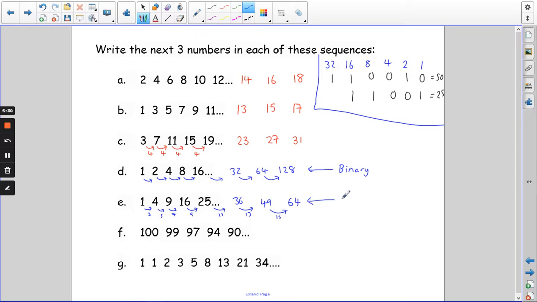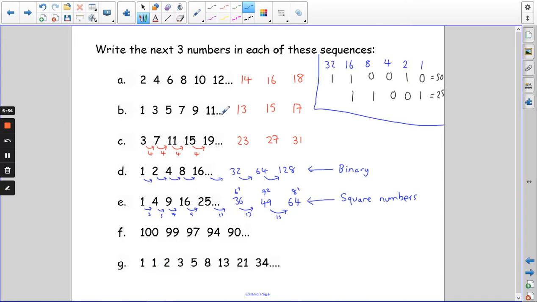But actually, you may have spotted that these are the square numbers. Okay, 1 times 1, 2 times 2, 3 times 3, 4 times 4, 5 times 5. And then we've got 6 squared, 7 squared, and 8 squared. Okay, but within the square numbers, the gaps go gap of 3, gap of 5, gap of 7, gap of 9, and they get bigger every time by 2.